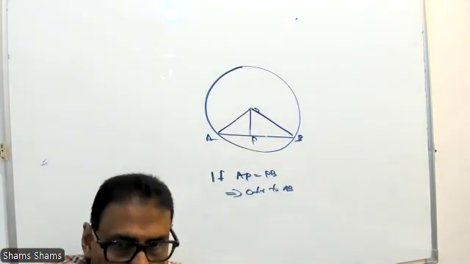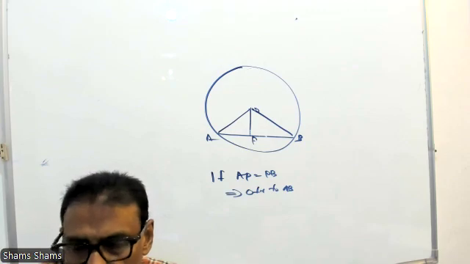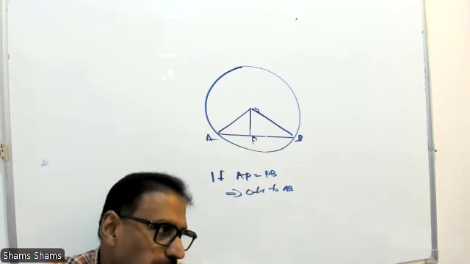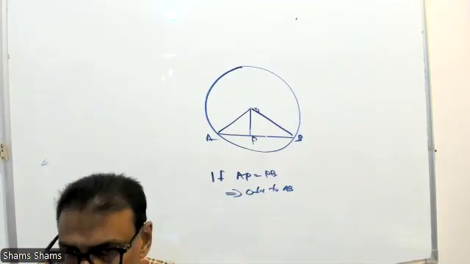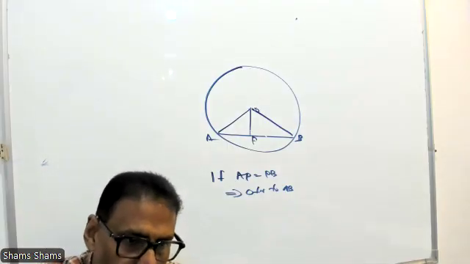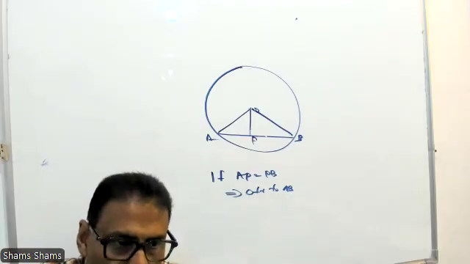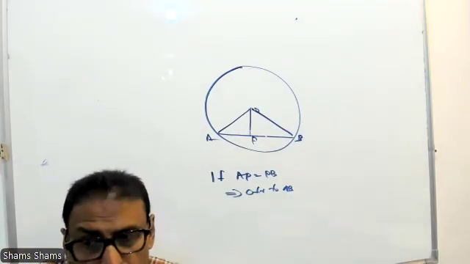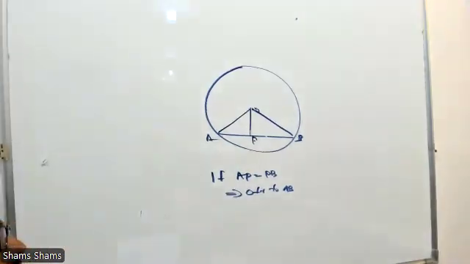The first one is: equal chords subtend equal angles. The lengths of the chords are equal, so the subtending angles at the center are also equal. The second theorem: the perpendicular from the center bisects the chord. That is the meaning.